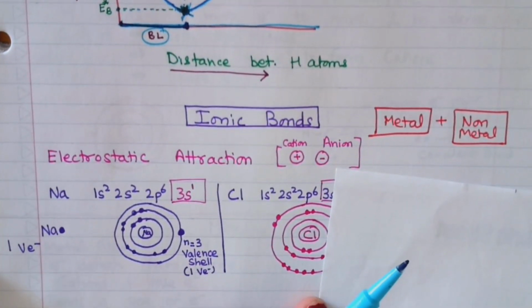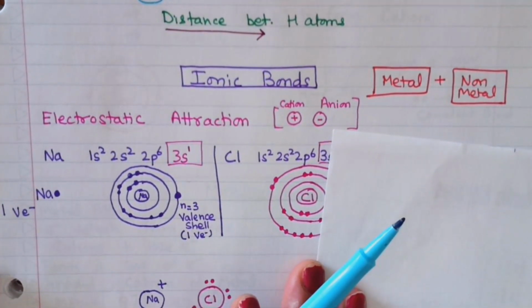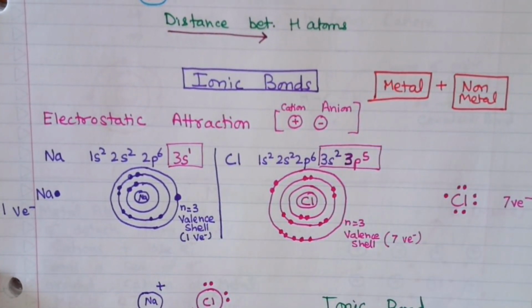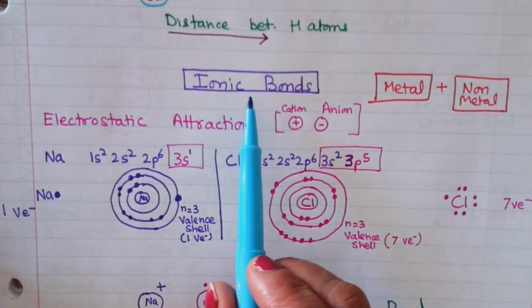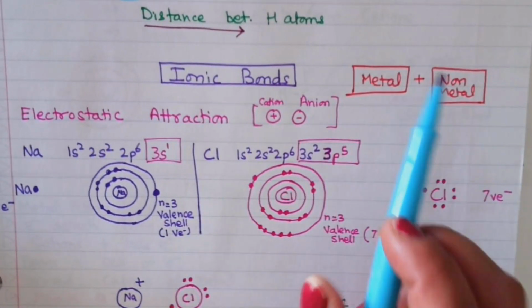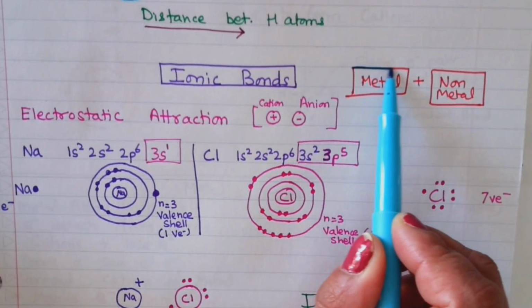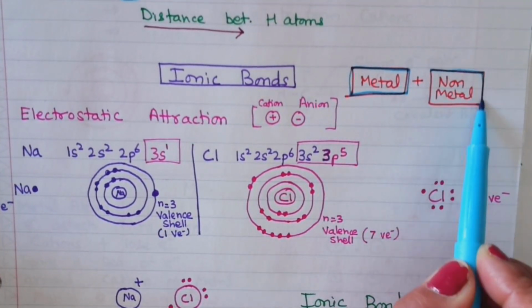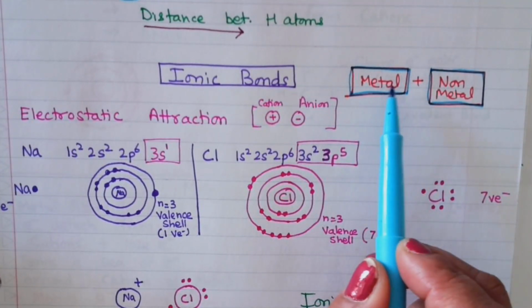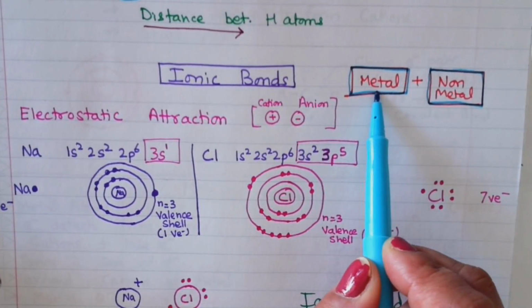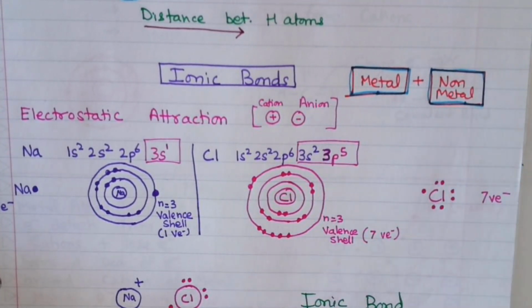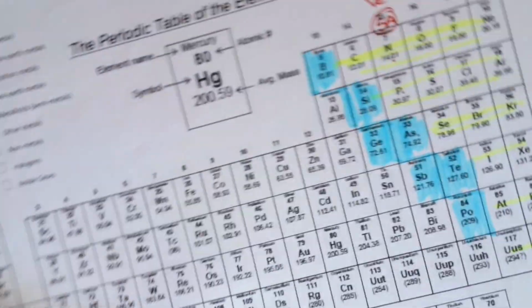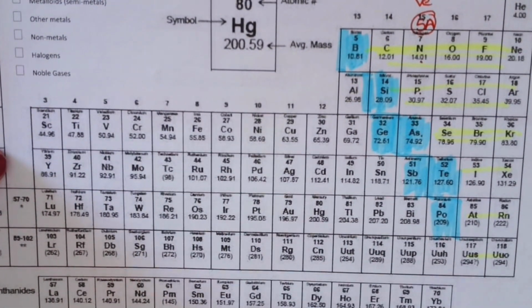Now let's talk about the types of bonds, starting with the ionic bond. The first bond that we are going to discuss is the ionic bond. Always remember, ionic bonds are formed between a metal atom and a non-metal atom. So one atom has to be a metal and the other atom has to be a non-metal, and you know where the metals are found, right?